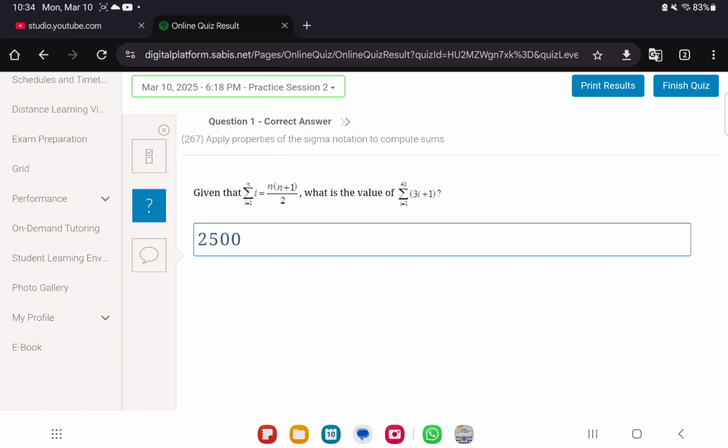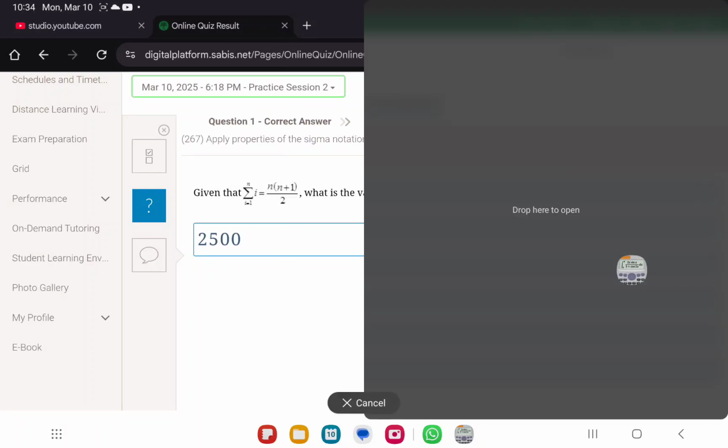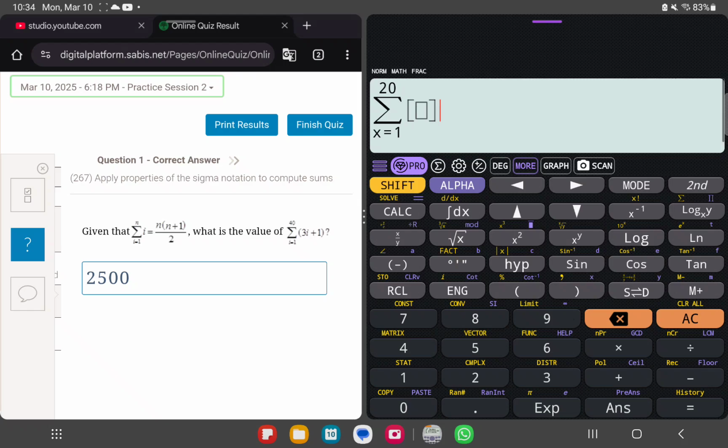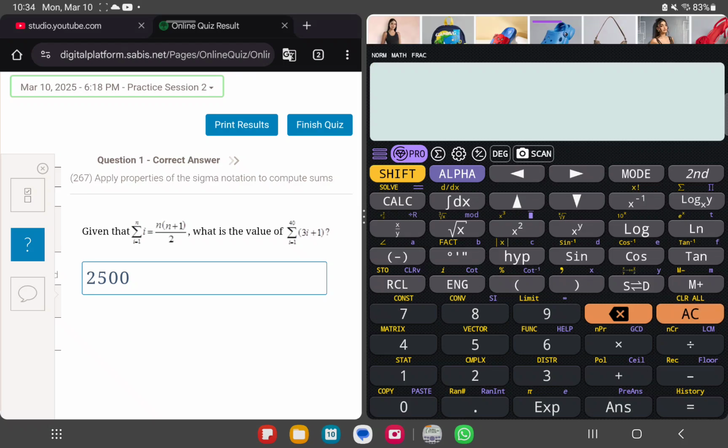For the first question, the easiest way, the way I know how to do it, is using the calculator. So let me open the calculator. But some of them you can't use a calculator. We're going to reach that question. Let me show you how to get this.